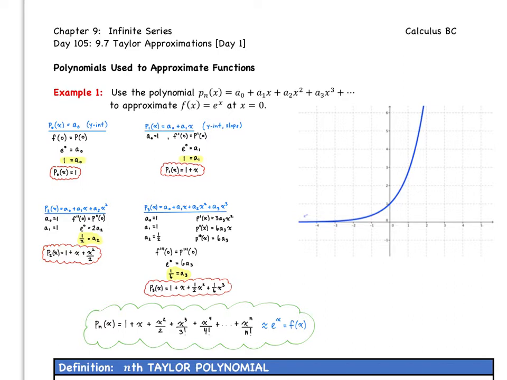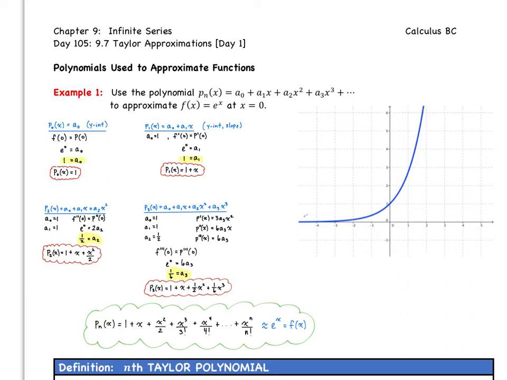So this is the first day we're going to spend on Taylor approximations, and what we're really going to look at is we're going to create polynomials, and we're going to use those polynomial functions to approximate actual functions. So we're going to go through our first example here where we have a function f of x equals e to the x, and we're going to come up with a polynomial function that correlates with it.